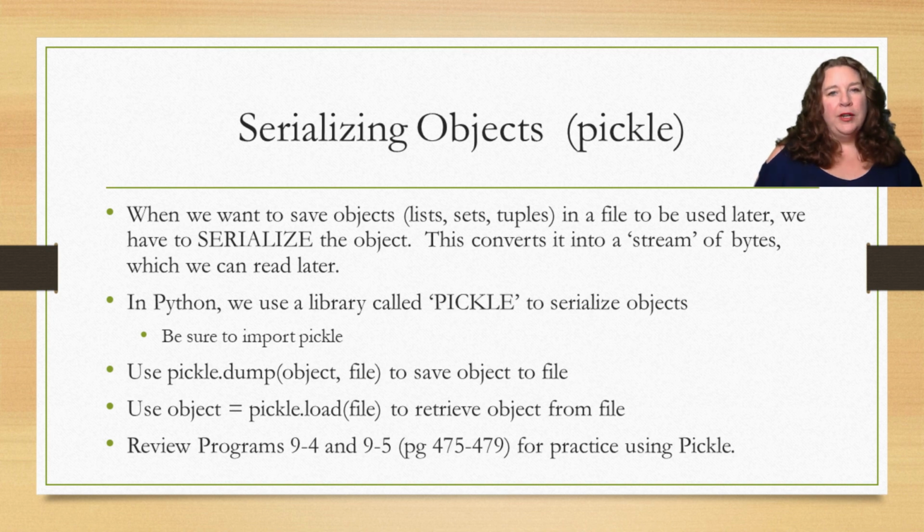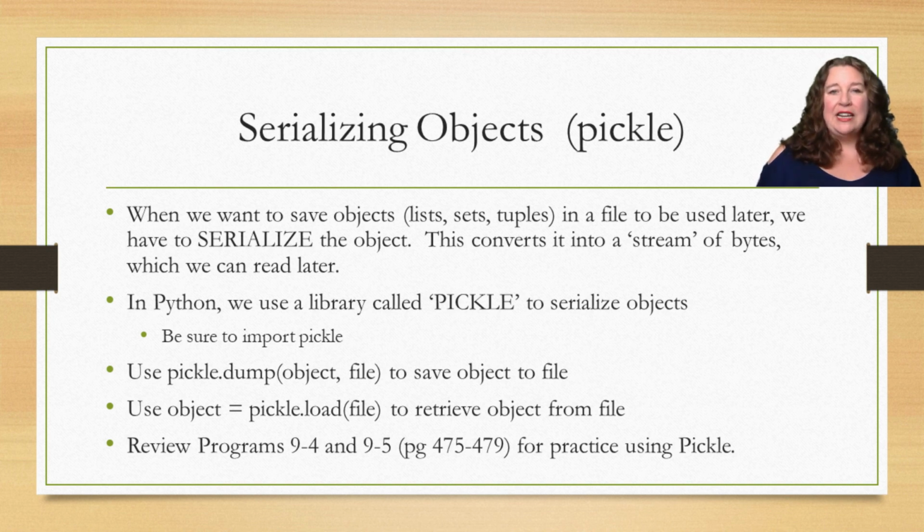The two operations that we use are the pickle dump and the pickle load. Those are the two main ones. There are other operations you can pickle as well, but these are the two big ones that we're going to use. When we dump, we're going to do pickle.dump, and then we're going to add the object, and we're going to add the file, and it's going to save that object serialized into the file.